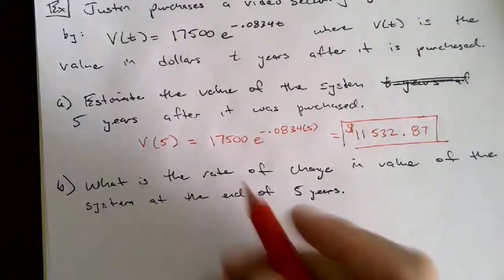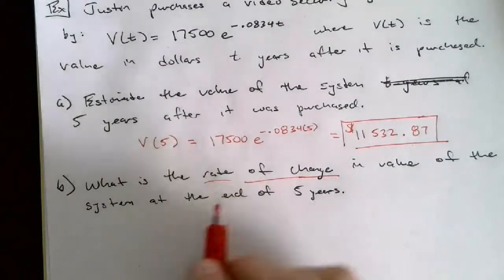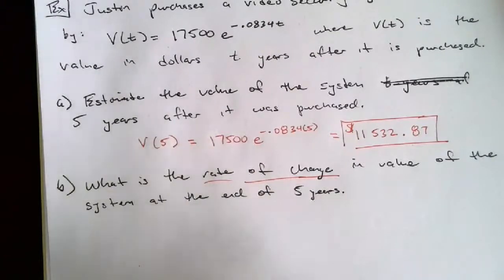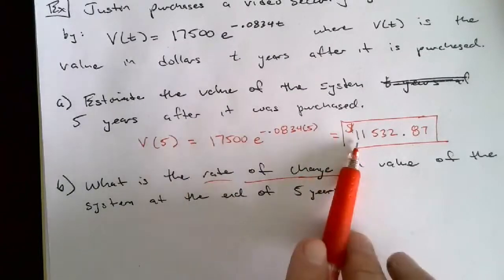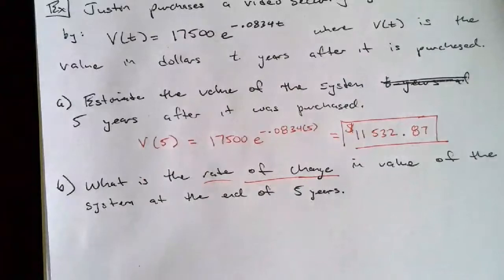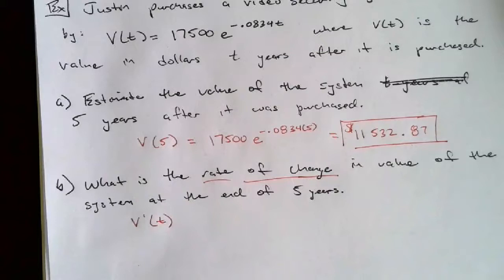When you say rate of change, if we're saying what is the rate of change in the value of the system, well, rate of change tells you to take the derivative. So first thing you want to do is take the derivative. Then you want to substitute in the 5 years. Don't put the 5 years in and try to take the derivative of this. This is a constant, so that would just give you 0. So you want to find v prime of t first. Then you want to go through and actually evaluate it at 5.